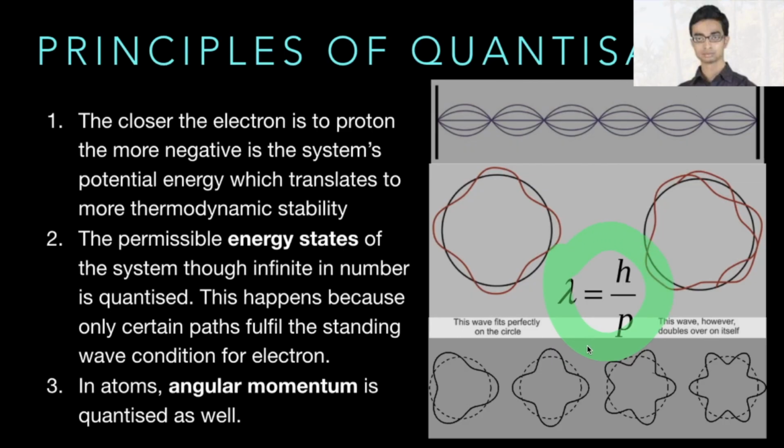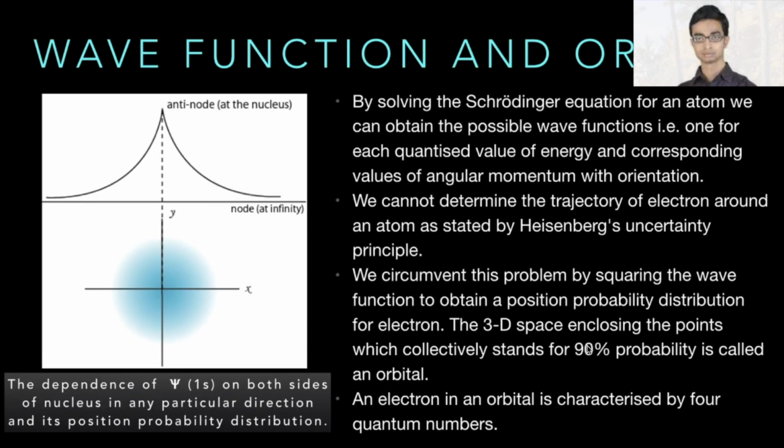Now, this stationary condition is really necessary because any accelerated charged particle is bound to emit electromagnetic radiation in the form of photons as per Maxwell's equations. Thus, losing its energy, the electron will keep moving closer to the proton, making the existence of atoms unstable. By solving the Schrödinger equation for an atom or a molecule, we can obtain the possible wave functions. Unlike molecules, angular momentum is quantized as well in atoms.